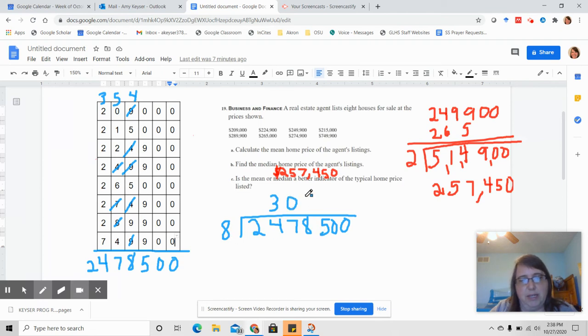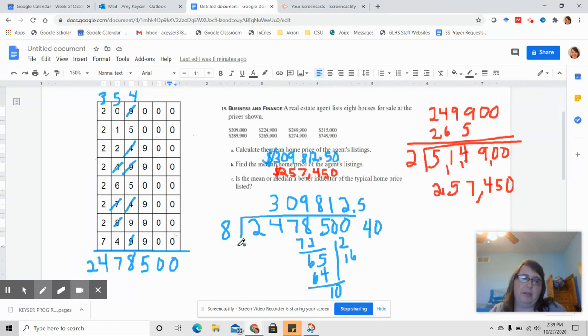8 goes into 78 9 times. That's 72. We're left with 65. 8 goes into 65 8 times. That's 64. We're left with 1. 8 goes into 10 once. So now we have 2. 8 goes into 20 twice with 16, 4 left over. And 8 goes into 40 5 times. So our mean is $309,812.50. So they could argue that the mean listing price is $309,000.